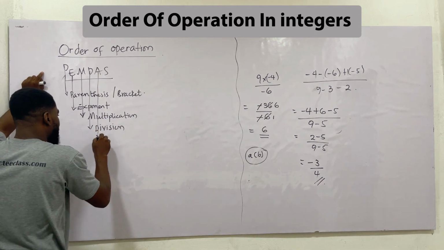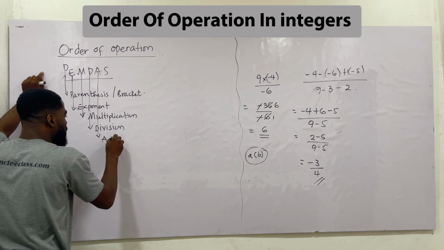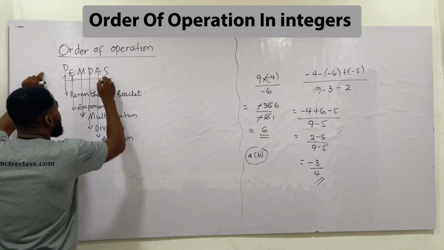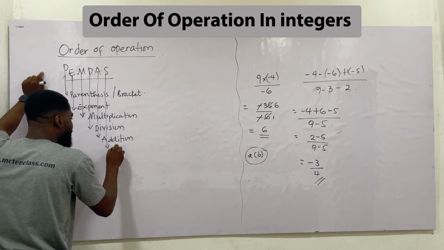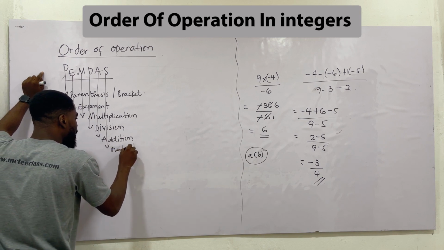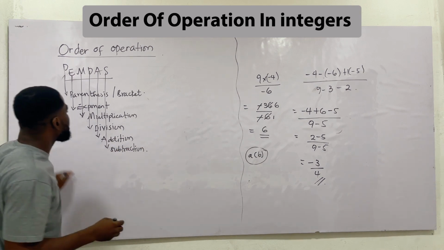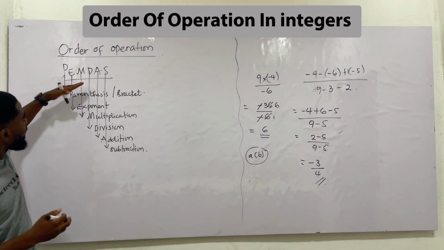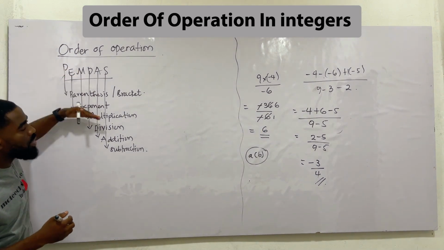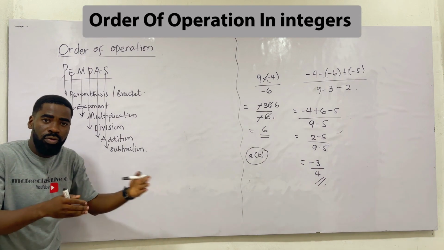Then, of course, these ones, you know them. Addition. We go to addition. Then lastly is the subtraction. So these are the order to follow. Anytime you are given a problem, we are going to follow this order to get the work done.